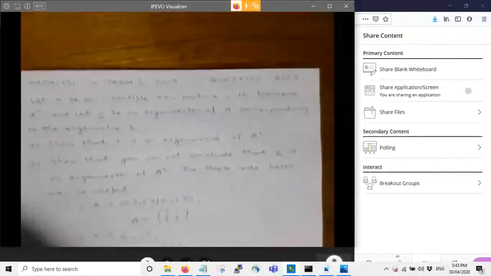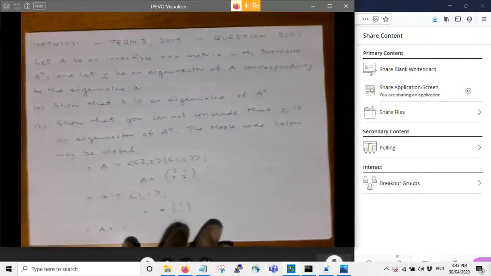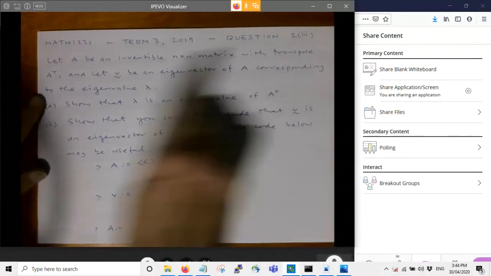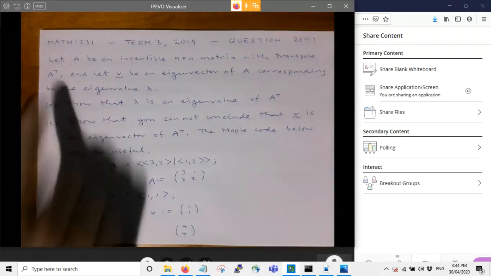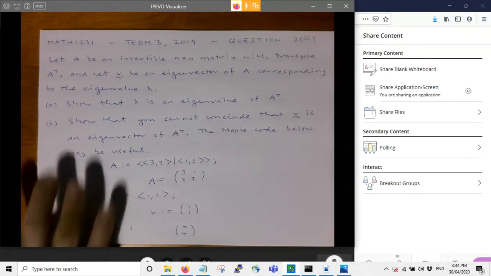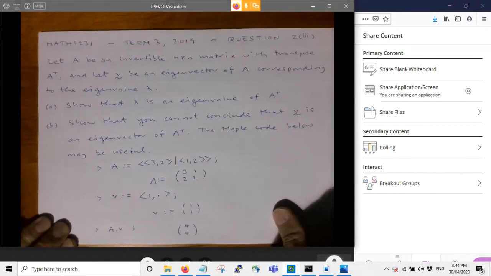Okay, so here we go. Here's the question. Back to linear algebra. Let A be an invertible n-by-n matrix with transpose A transpose. They're just telling you that in case you've forgotten what the notation A is. Let v be an eigenvector corresponding to the eigenvalue lambda. Show lambda is an eigenvalue of A transpose, and B, let's come back to, I'll read through B later.